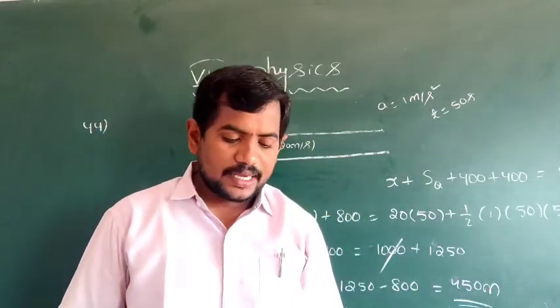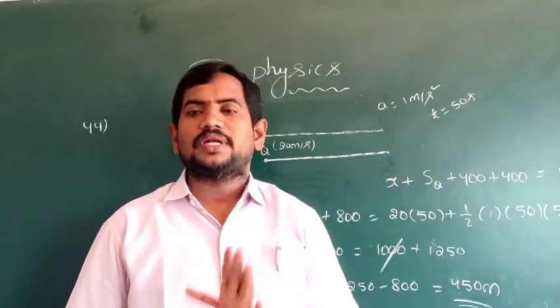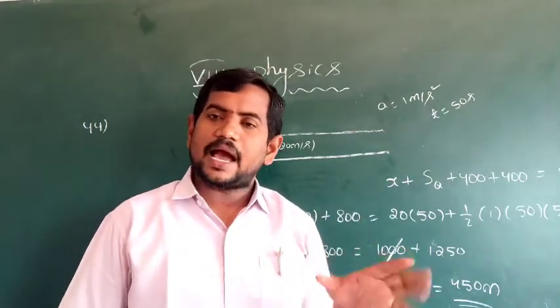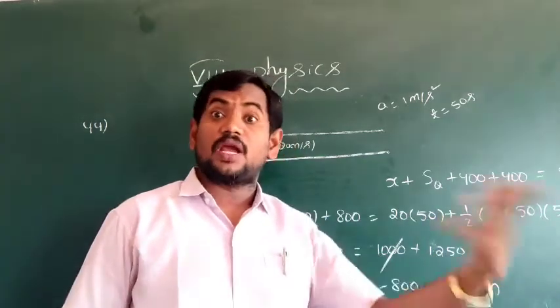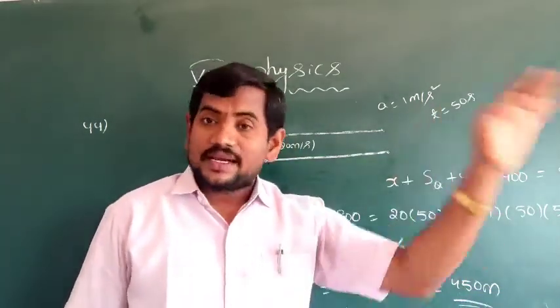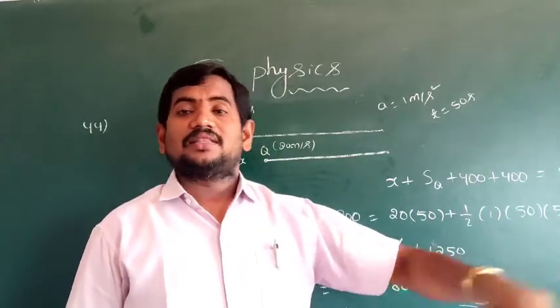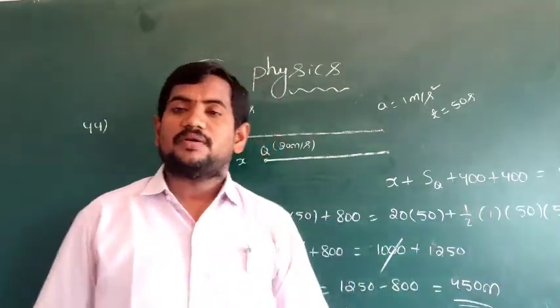But overtaking is done in the sense that you have to understand: the initial gap should be covered, the distance traveled by train Q should be covered, the length of train Q should be covered, and the length of train P should be covered.